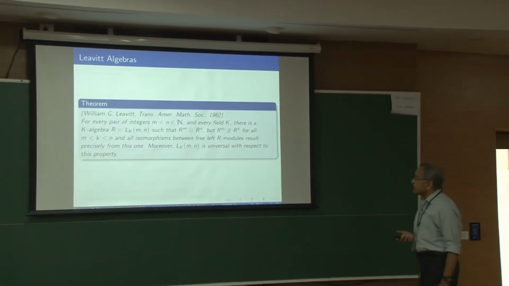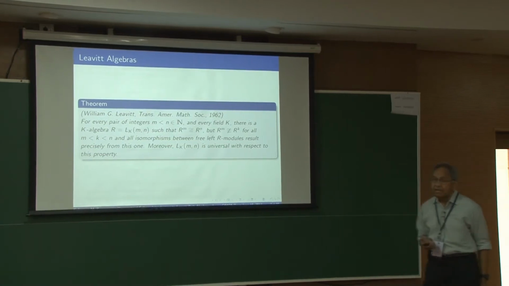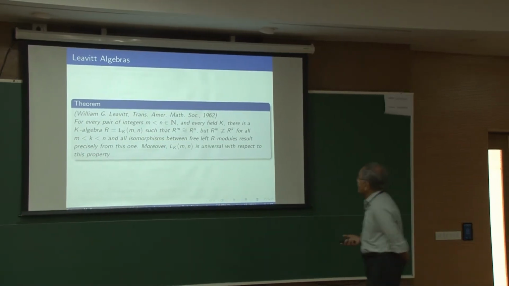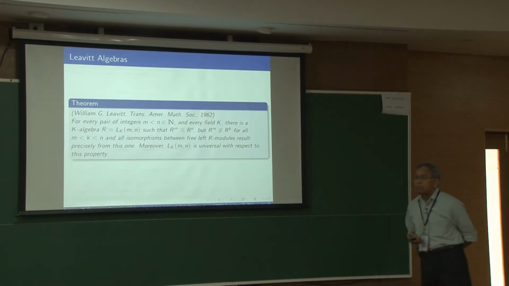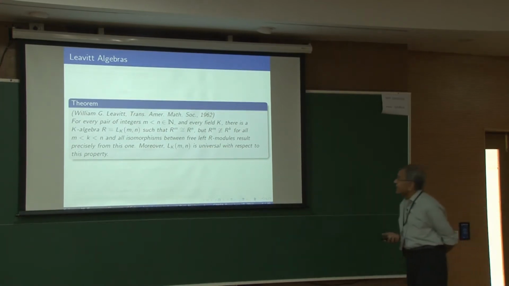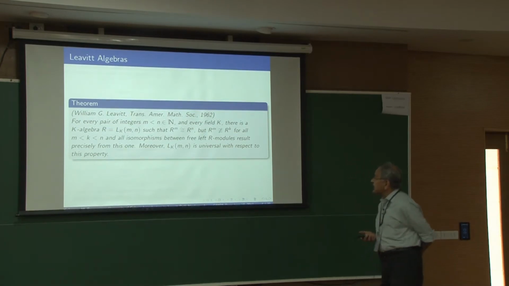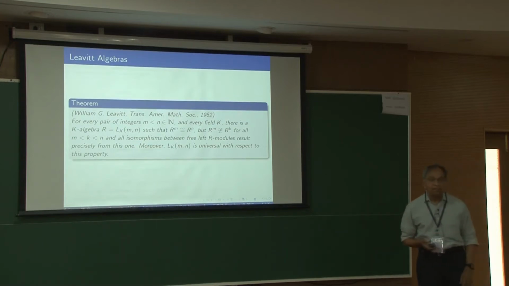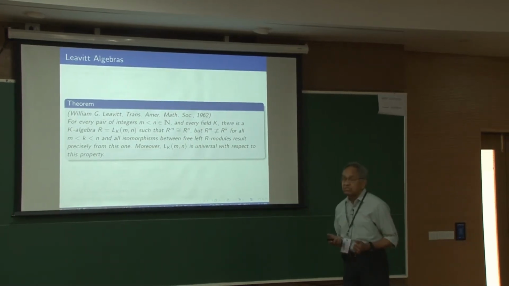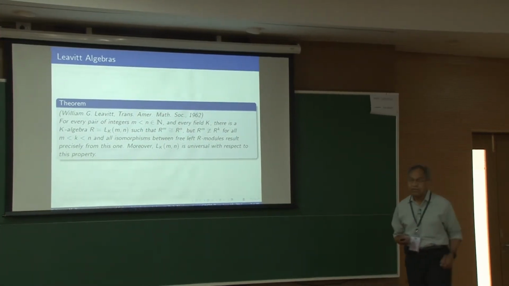Namely, he says that given any pair of two positive integers, m and n, with m less than n, and for every field k, there is a k-algebra, which he denoted by L sub k of m comma n, with the property that R to the m is isomorphic to R to the n, but R to the m is not isomorphic to R to the k for any k between m and n.